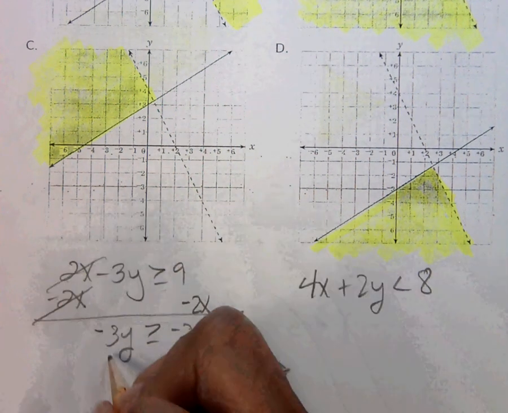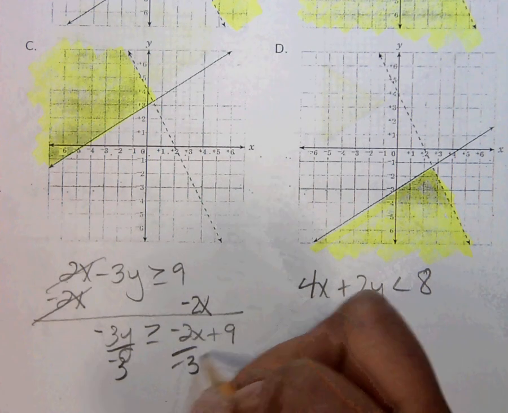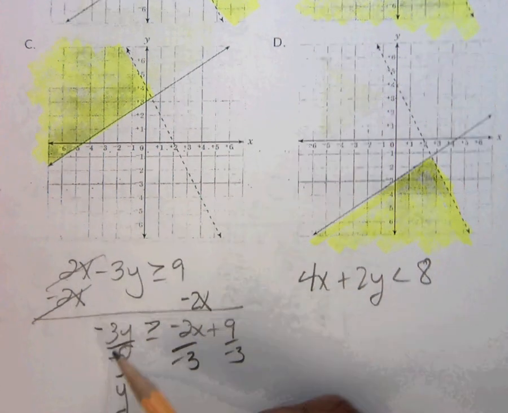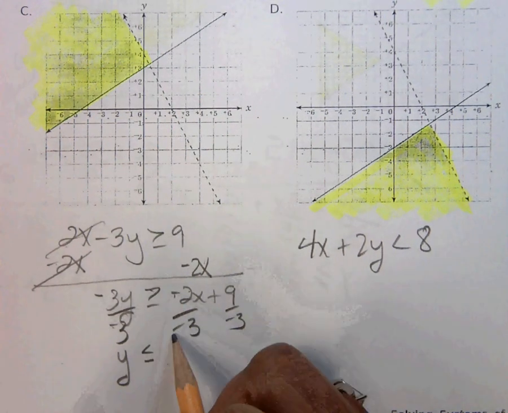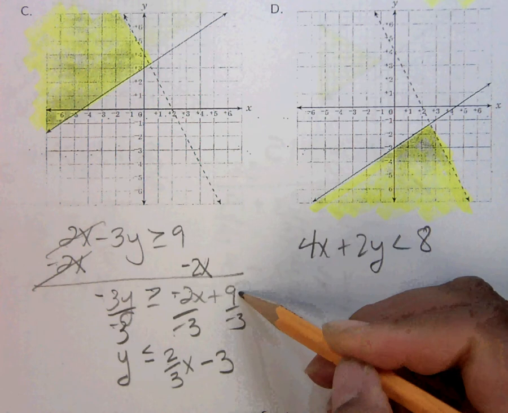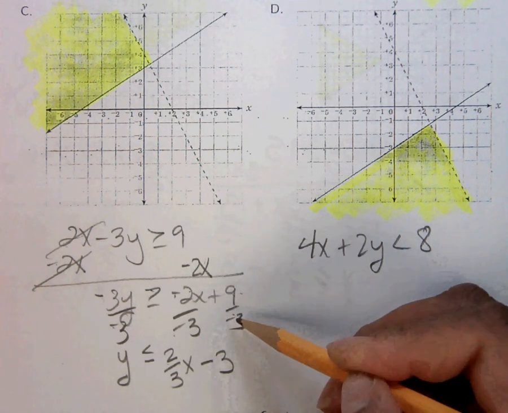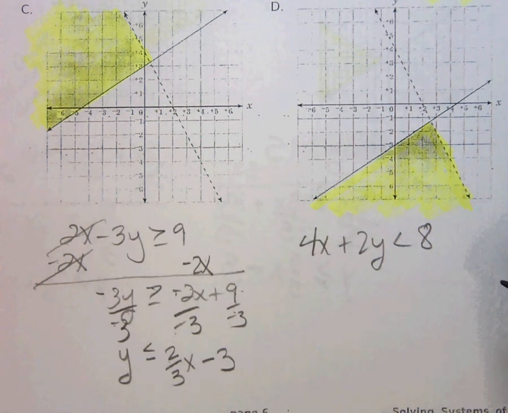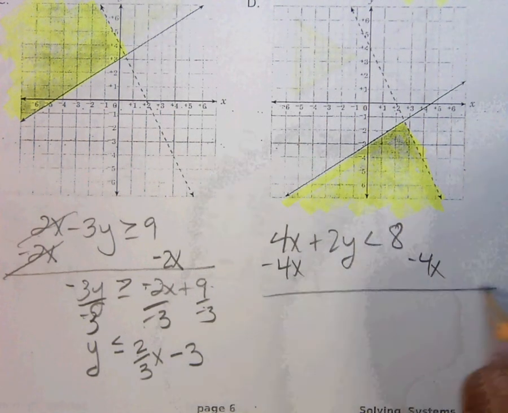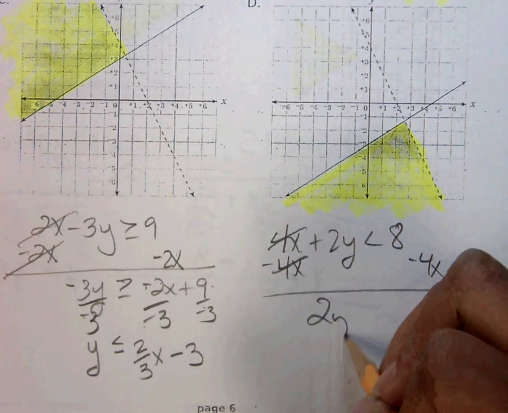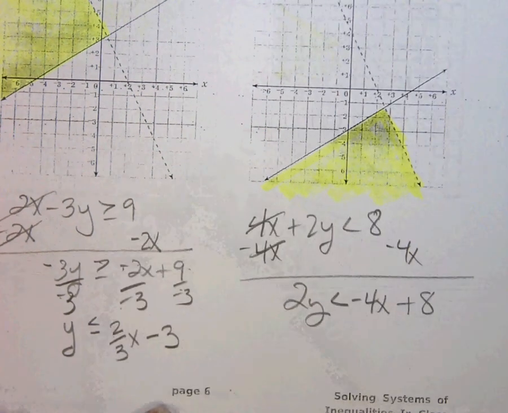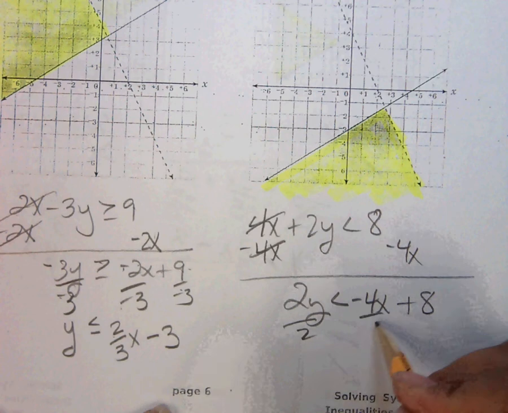Okay. Divide by negative. Now flip him because he's negative. Negative divided by negative is a positive. Positive divided by negative is a negative. Next problem. Minus 4x. Bring down a positive 2y. And I do not have a negative.